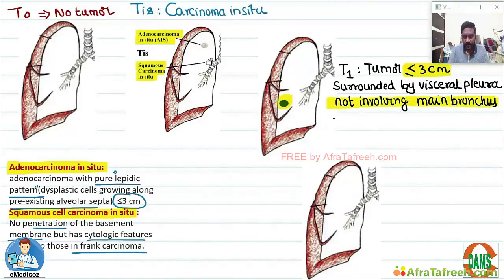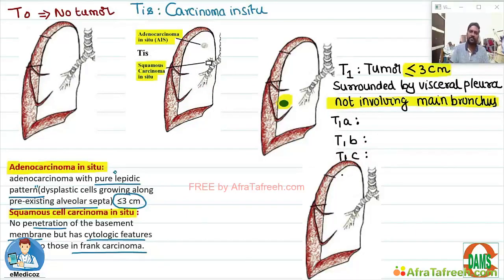Further, based on this size, we have T1A, T1B, and T1C. So again in T1, we have T1A, T1B, and T1C. For T1A, the tumor size is less than 1 centimeter.